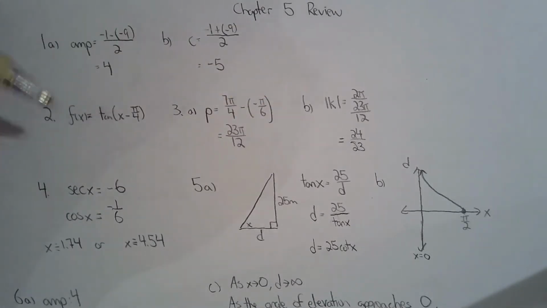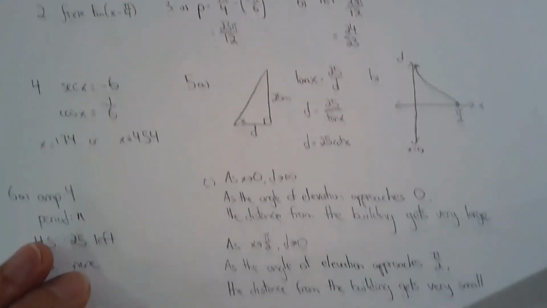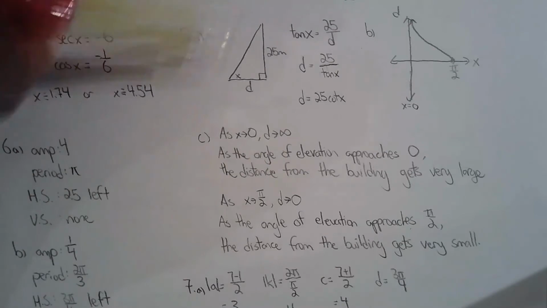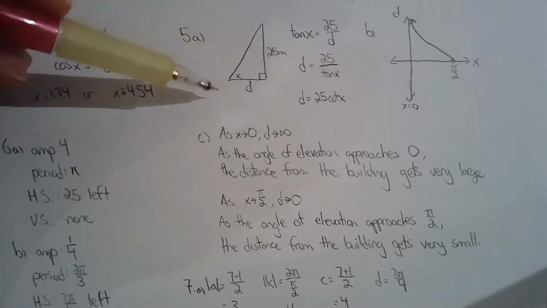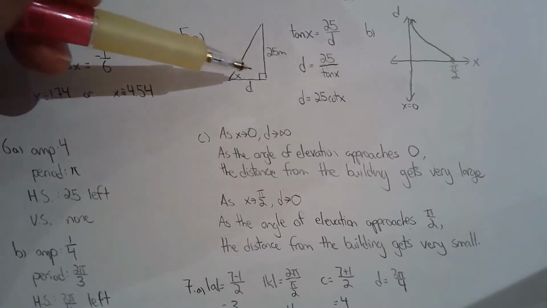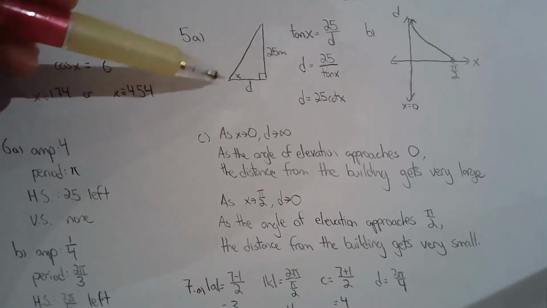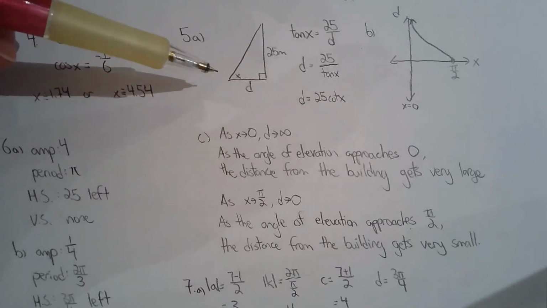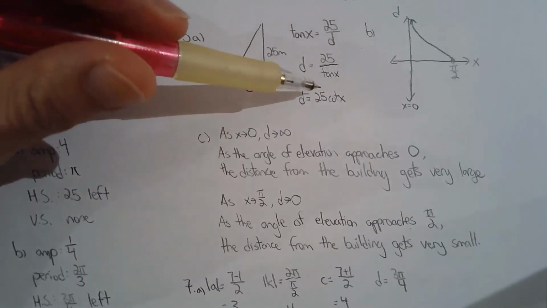Number 5, it's really a twist on a grade 10 question. You have a right triangle and you're solving for the distance from the person to the base of the building and expressing it in terms of cotan. So d equals 25 cotan x.